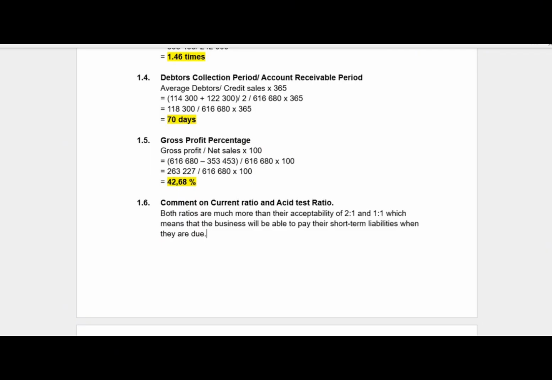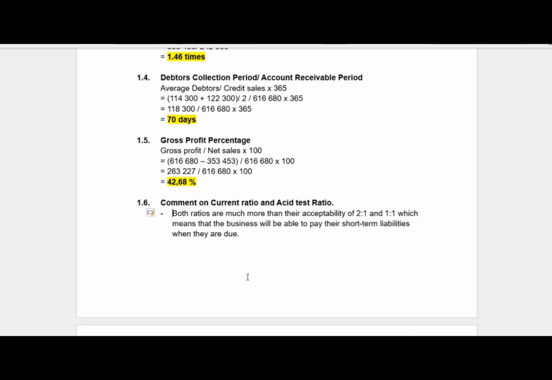Right? So that is my English. I don't want to come here and then do a video and then my English is not sure. So I don't know if it makes sense though, but I believe you will try to understand what I'm trying to say right there. So I'm saying both ratios are much more than their acceptability of 2:1 and 1:1, which means that the business will be able to pay their short-term debts or liabilities when they are due. So this is my understanding, and this is how best I can explain this ratio. But you need, as a student, you've got that responsibility, or as a learner, you've got that responsibility to go and study the theoretical part of all these ratios so that you can understand and know how to comment.